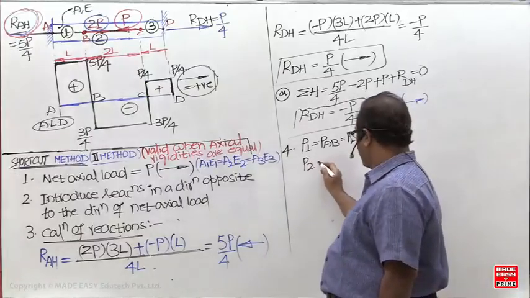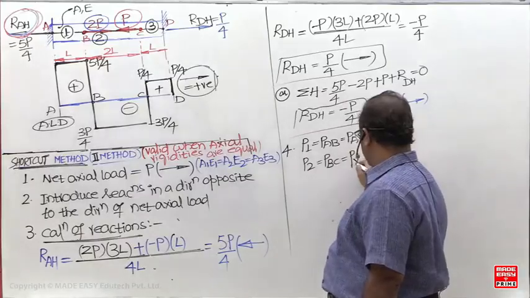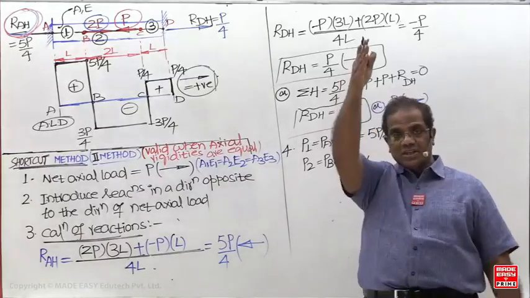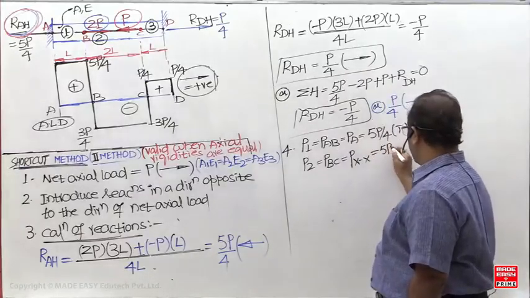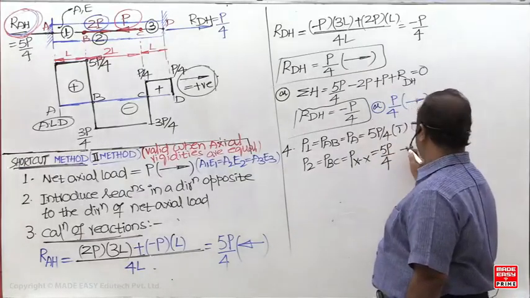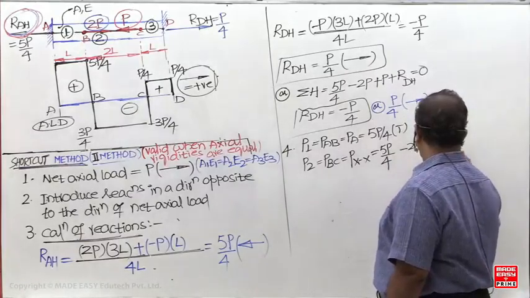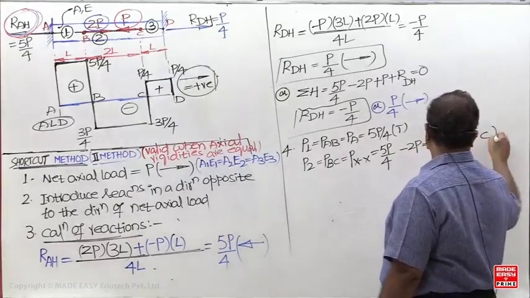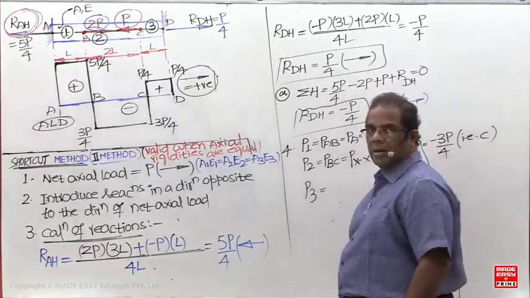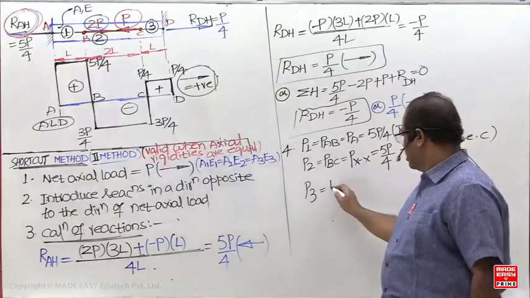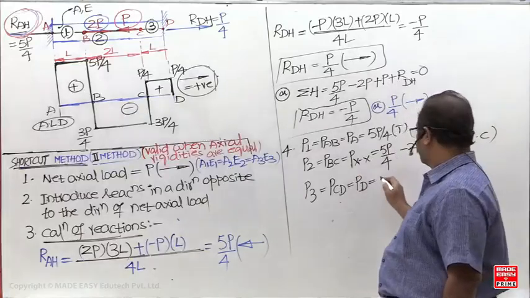P2, load in BC. Take one section, exactly in between. If I take the left side, 5P by 4 minus 2P, compressive. What is P3? CD member, which is the non-junction? D, the non-junction. P by 4.